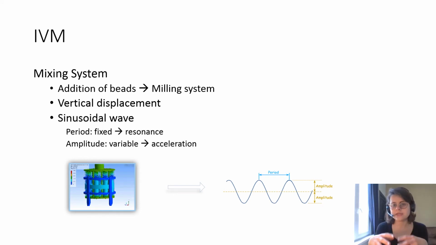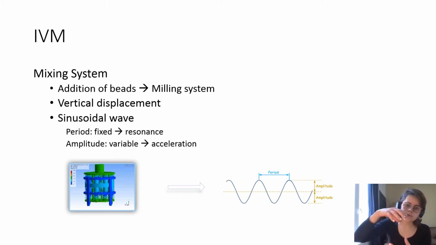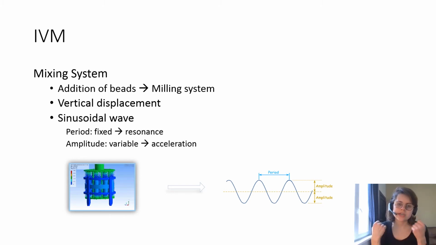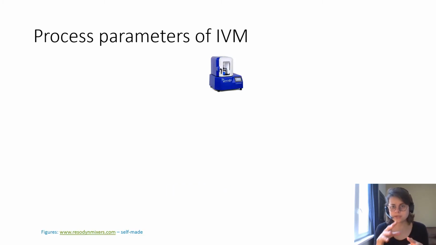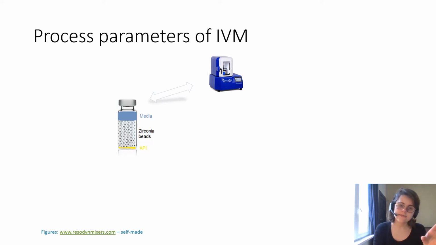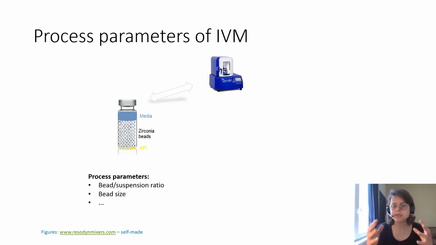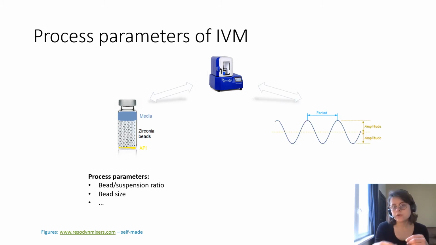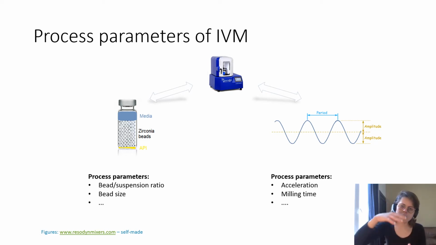The acceleration is of course a value of this vertical displacement and gives an idea of how much energy has been input in the system. So the process parameters that you can alter of the intensified vibratory mill are, first of all, the content of your recipient. You can change the bead suspension ratio, how many beads you add, the bead size, whether we use big beads, small beads, etc. We can also change how we mill. Will we mill for a long time? That acceleration, how high and low will we go in that vibratory motion, etc. So these are some examples.